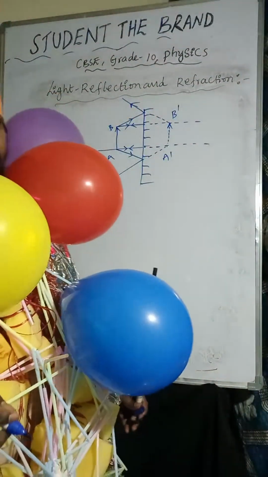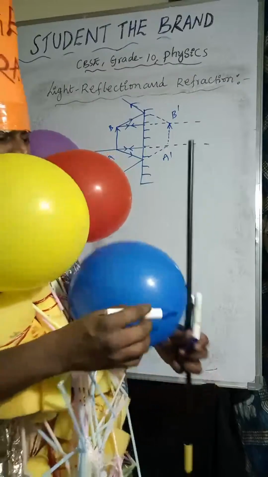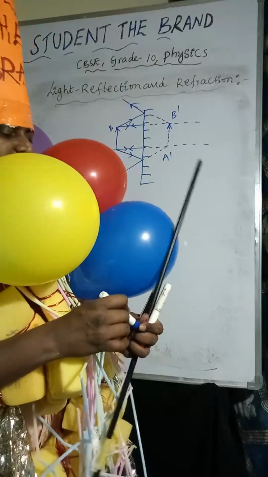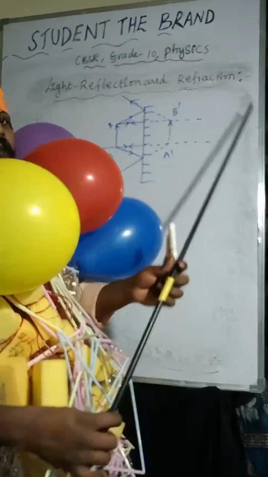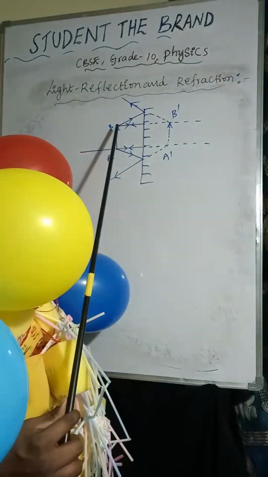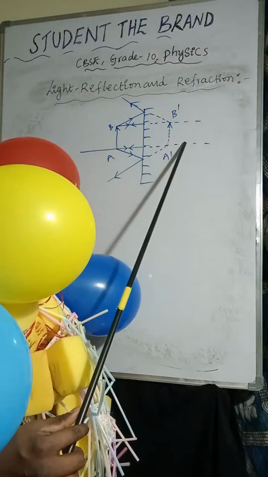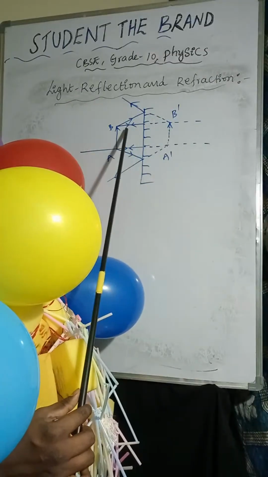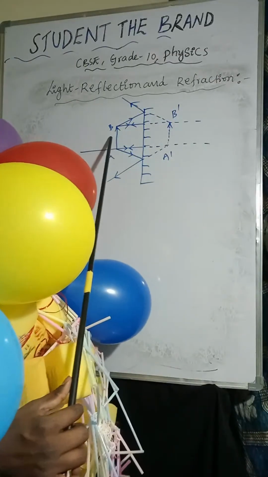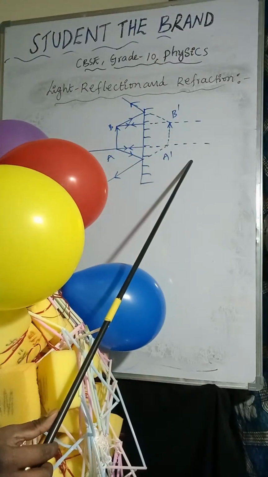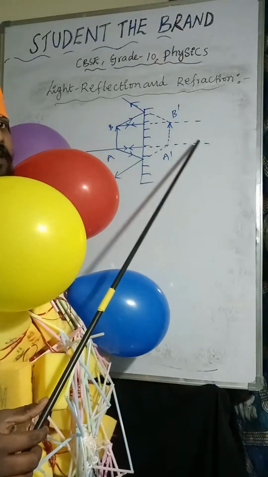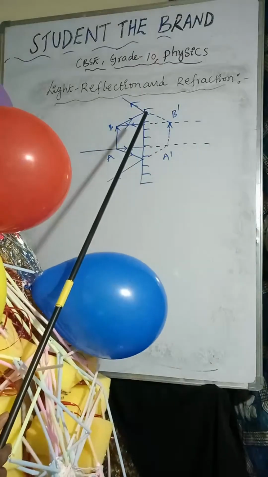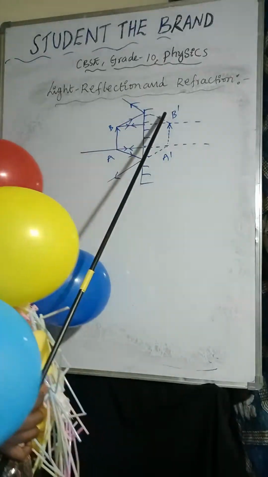The nature of the image formed by the plane mirror: the object is real, the image is virtual. The height of the object is equal to the height of the image. And also the object distance is equal to the image distance.